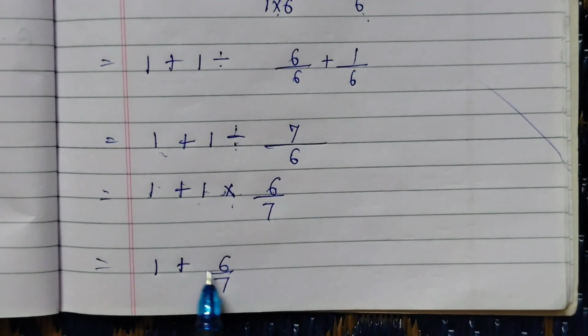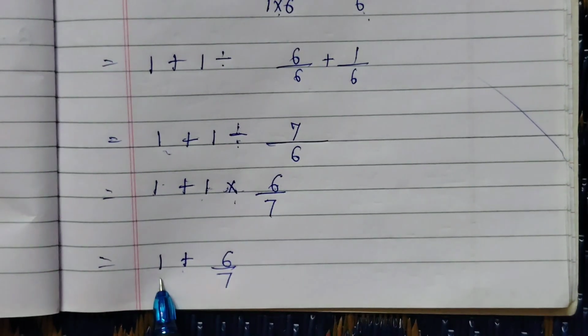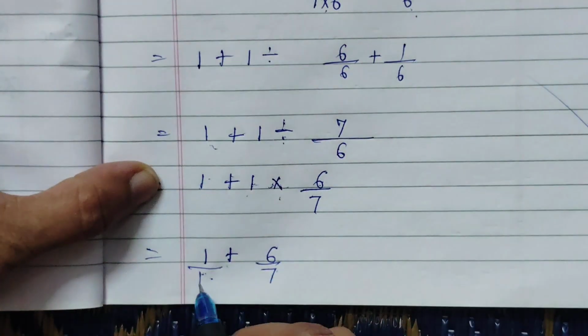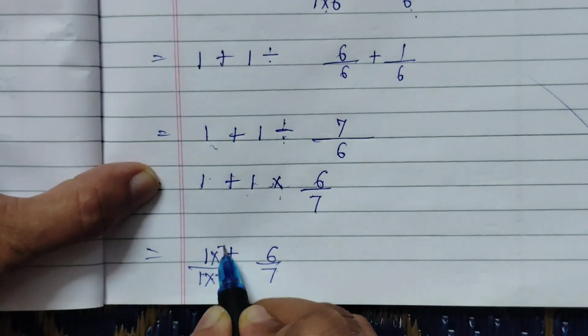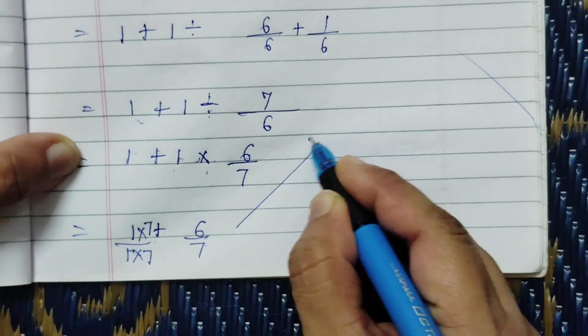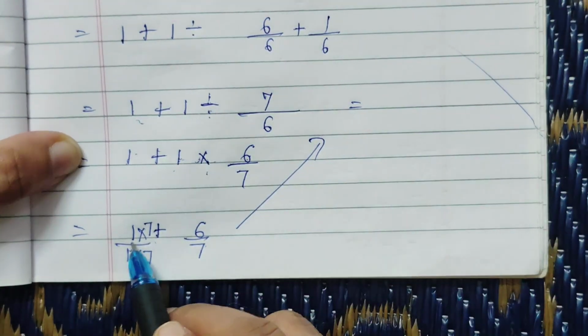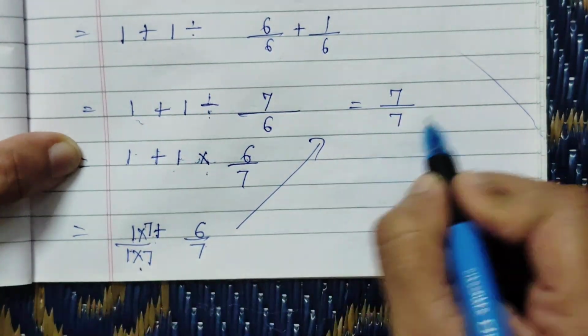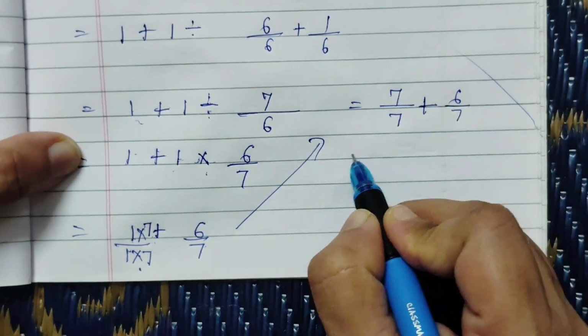Further, now there is addition between these numbers, so again I have to equalize the denominators. Here there is nothing, so I will consider it as 1 and multiply by 7 over here. So 1 into 7, and up also I will multiply by 7. So what I got is 1 into 7, 7 upon 7, plus 6 upon 7.